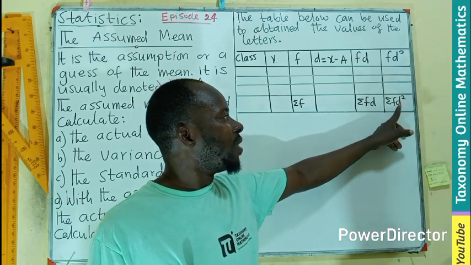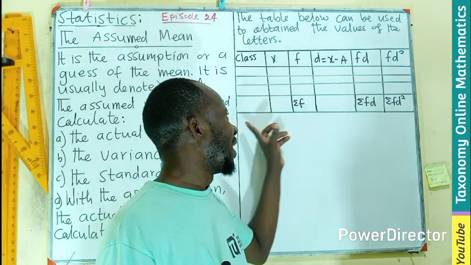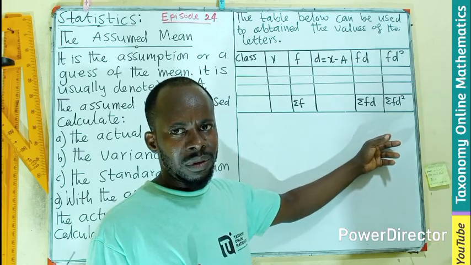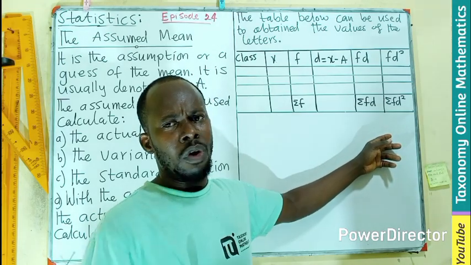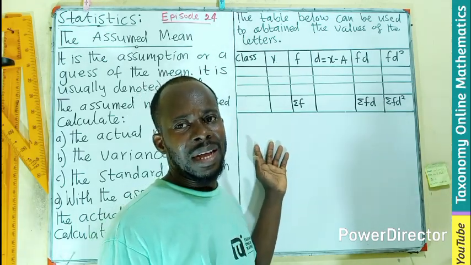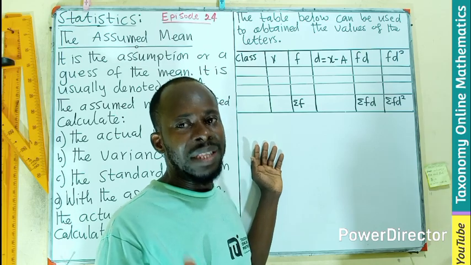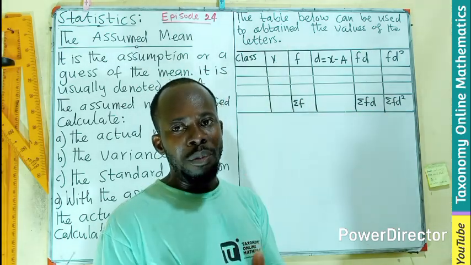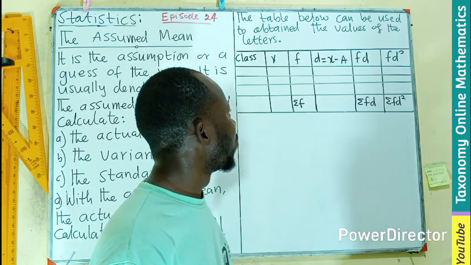But if standard deviation and variance are introduced, then you need 6 columns for grouped data. Then for ungrouped data, 5 columns. So these are the values we need.